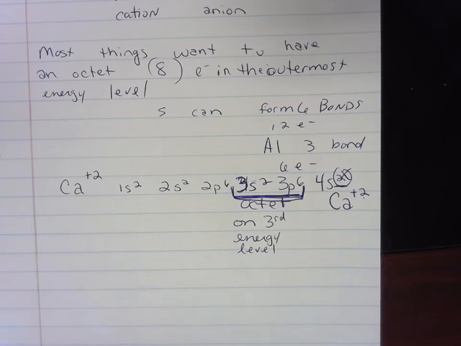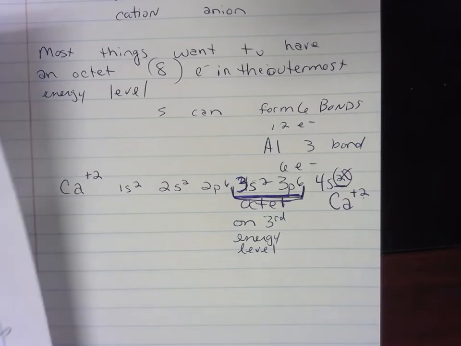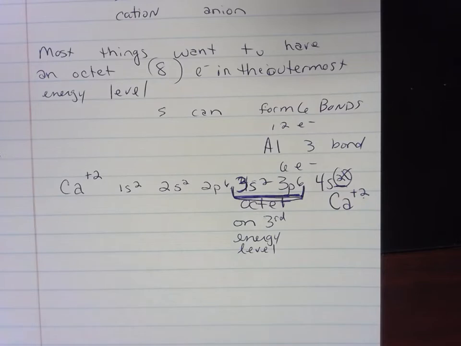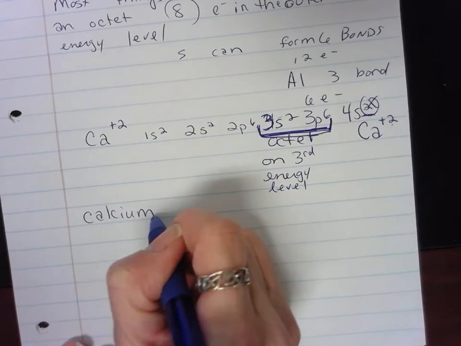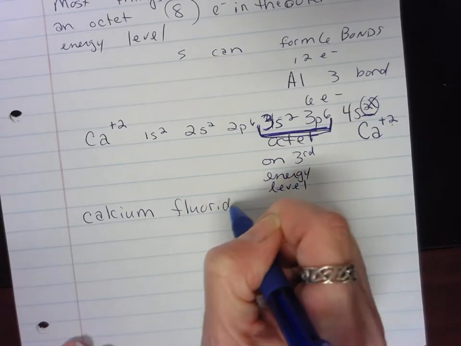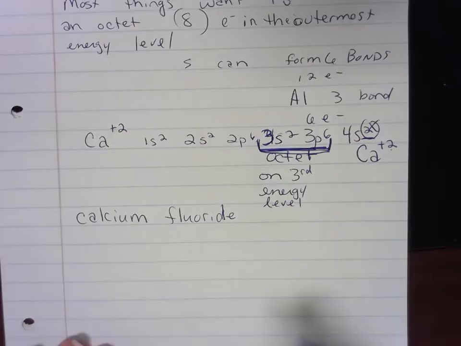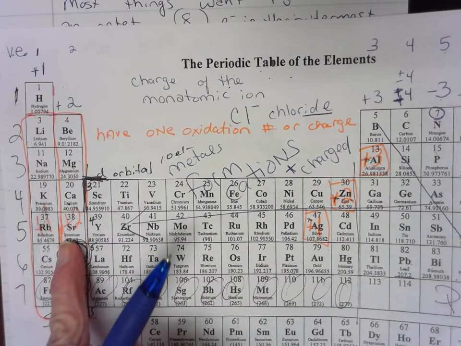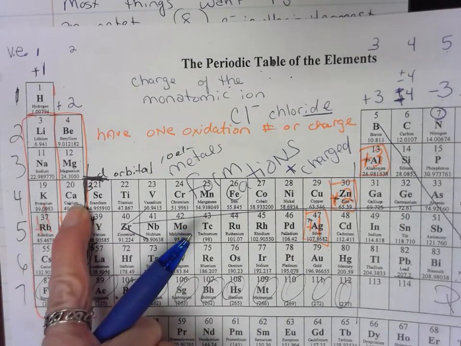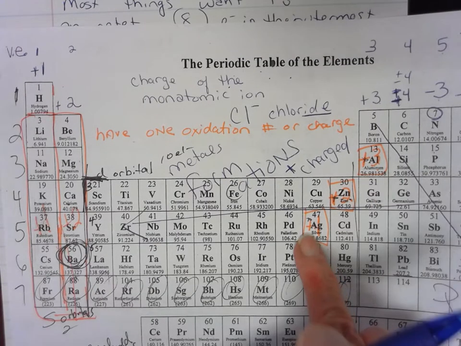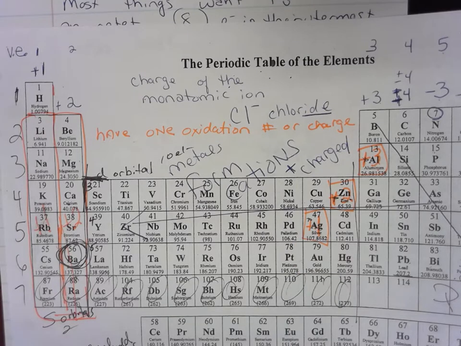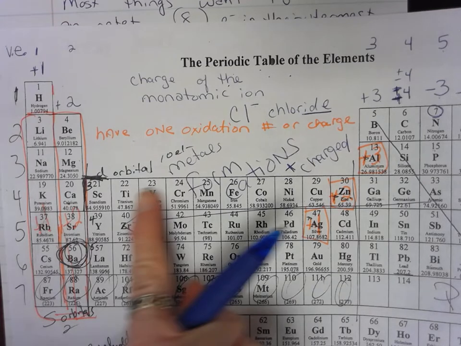So let's say that we wanted to write the formula for something like calcium fluoride. Calcium, remember, it is only going to form 1 oxidation number because it has a +2 charge. Remember these 2 families, aluminum, silver, and zinc, they are not multivalent. They form one oxidation number. All of these other things in here, they have the ability to form multiple oxidation numbers.